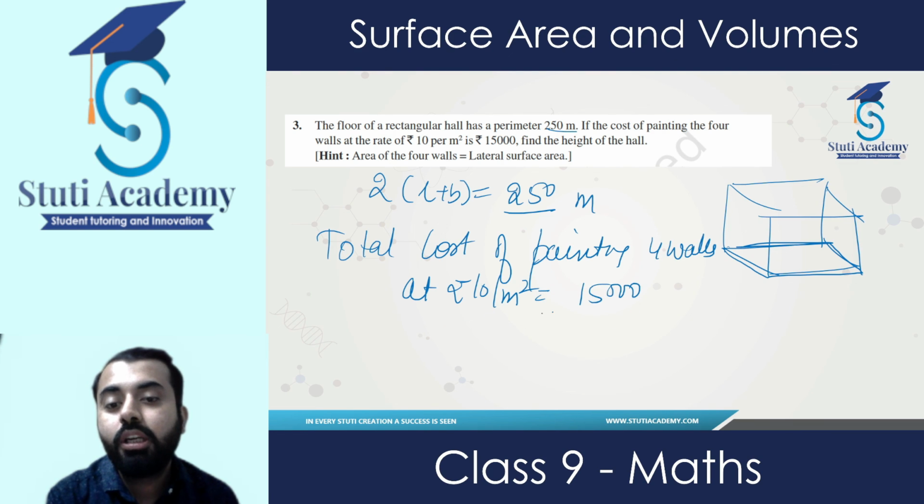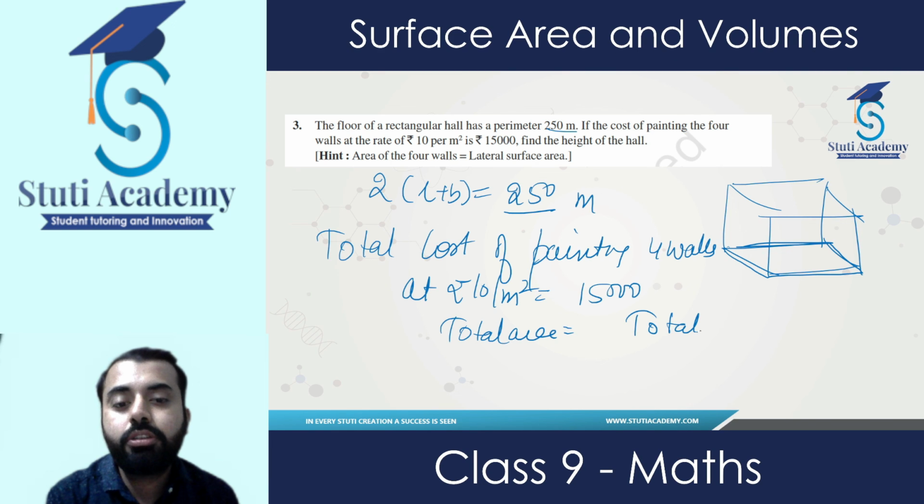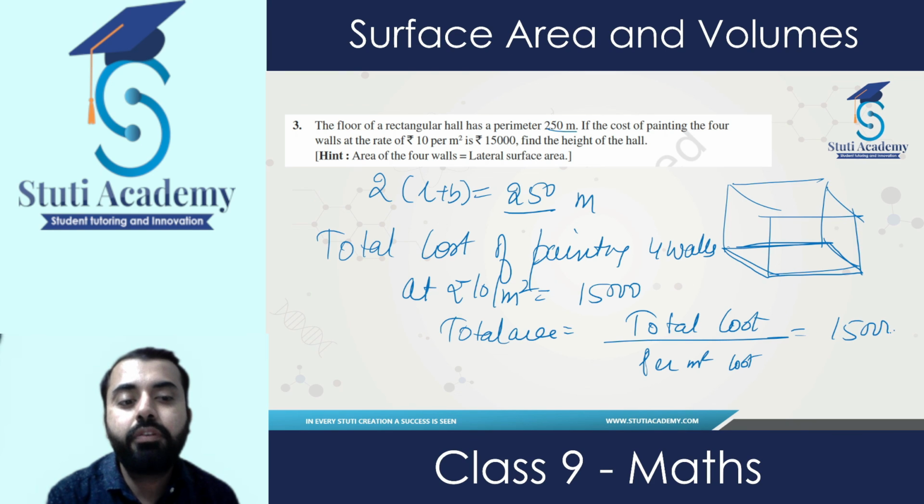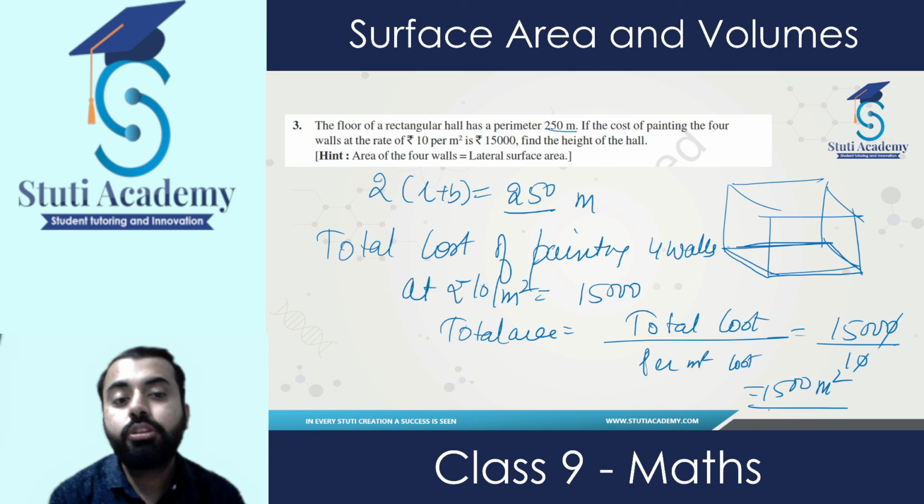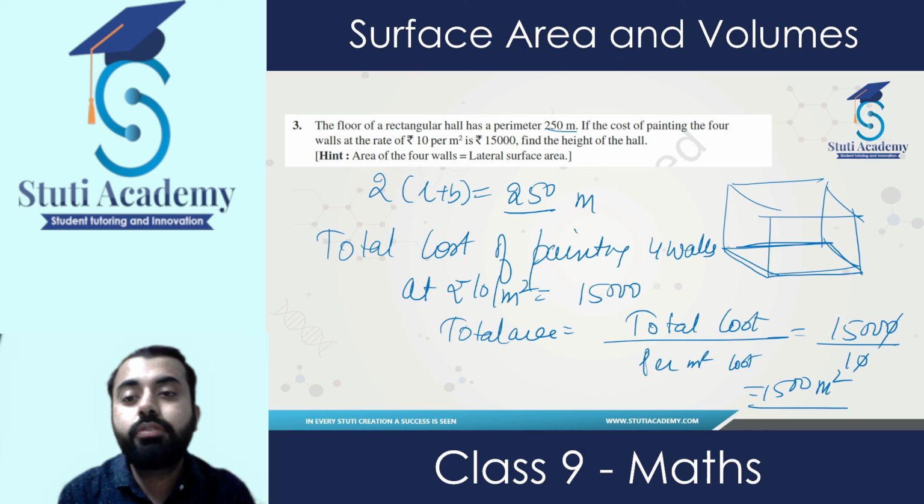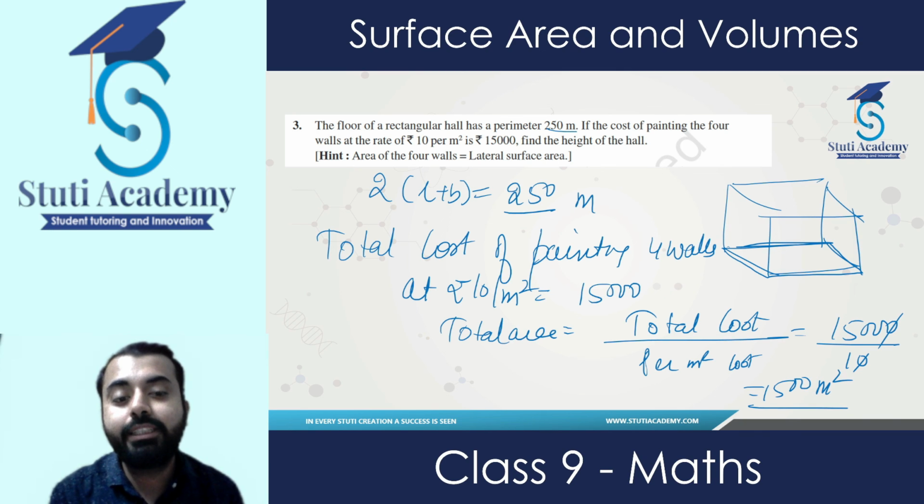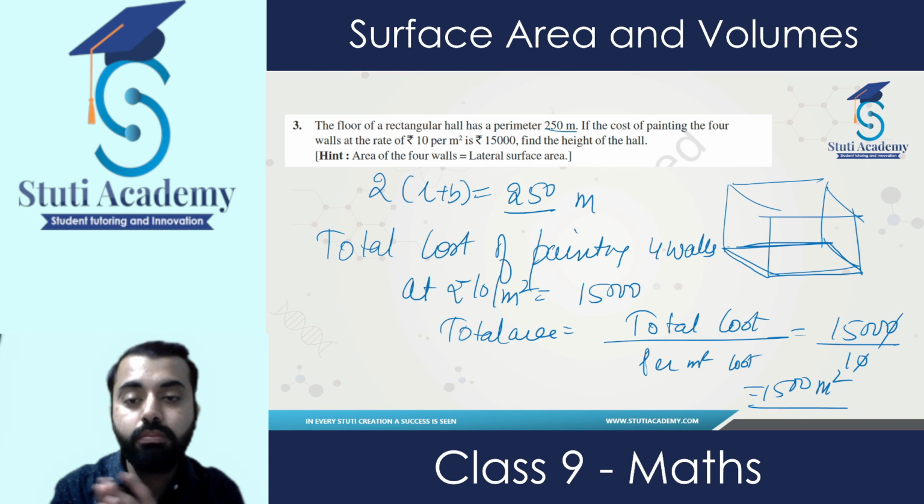So that means 10 per meter square cost this. That means total area will be total cost divided by per meter square cost, right? So that means 15,000 divided by 10. So you get what? Right? So the total area of four walls which was to be painted is, sorry, 1500 meter square.